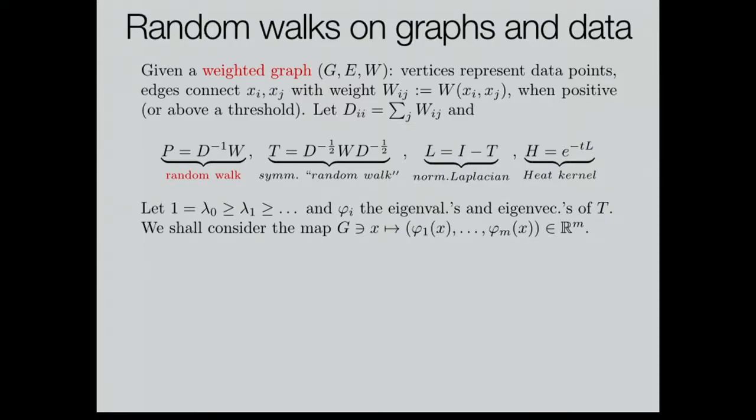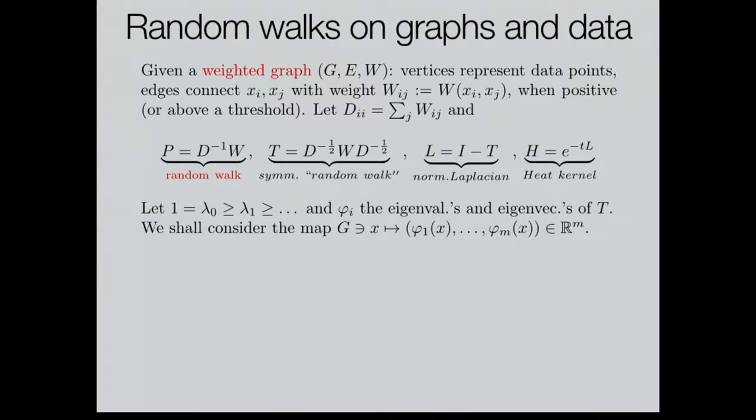So some people like to work with the random walk matrix P. Some other people like to make the observation that this P is typically non-symmetric, even if W is. On the other hand, it's conjugate to a symmetric matrix T, simply by multiplying by the square root of D on one side and the inverse square root of D on the other side. And so P and T share eigenvalues and pretty much eigenvectors, up to multiplication by the square root of D. Other people still prefer to talk about the normalized Laplacian, that's just 1 minus T, so similar spectrum and eigenvectors.